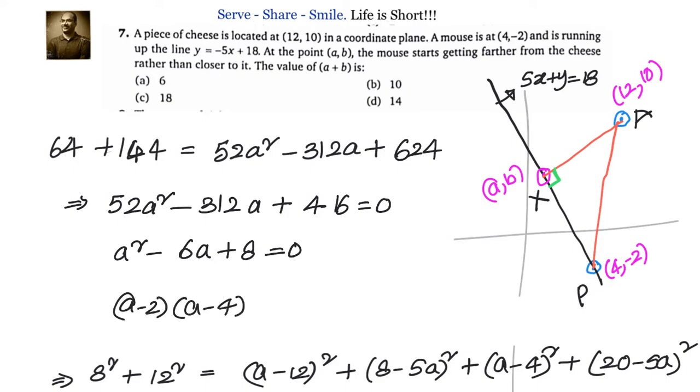(a minus 2) into (a minus 4) equals 0. A equals 2 or 4. We already know if a equals 4, then the point is (4, minus 2). We are interested in a equals 2.